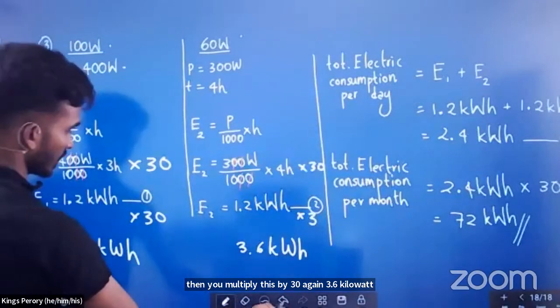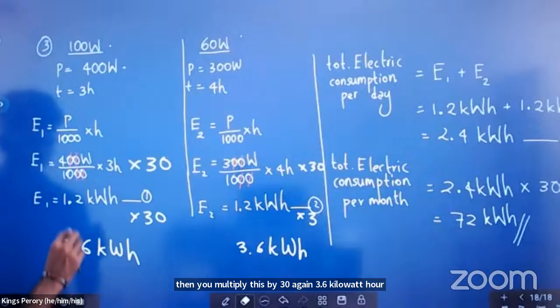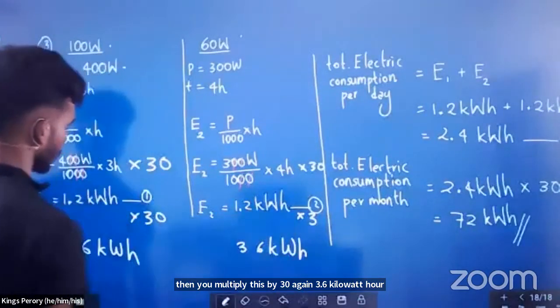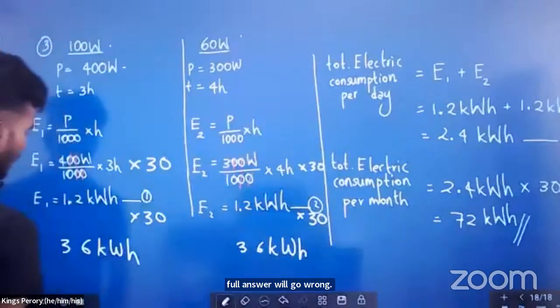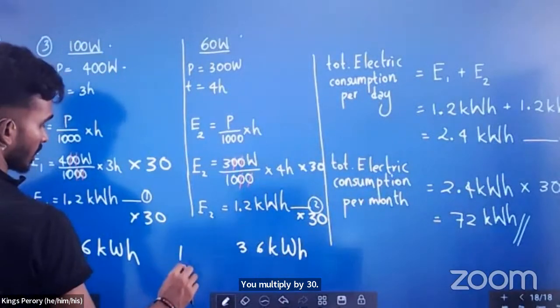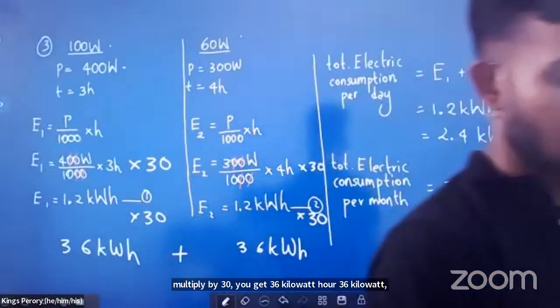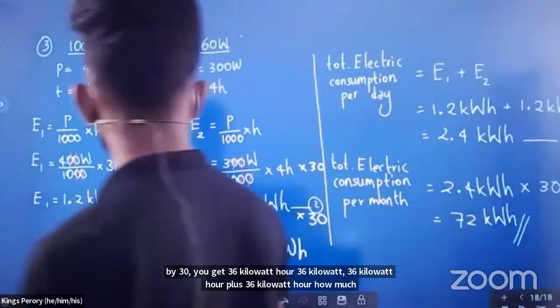30 into 3.6 is 36. One decimal wrong and the full answer will go wrong. You multiply by 30, you get 36 kilowatt hour, 36 kilowatt hour. 36 kilowatt hour plus 36 kilowatt hour, how much? 72. Anyway, you should get the answer.